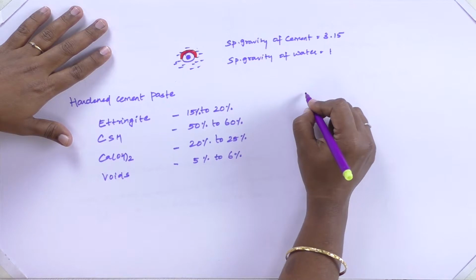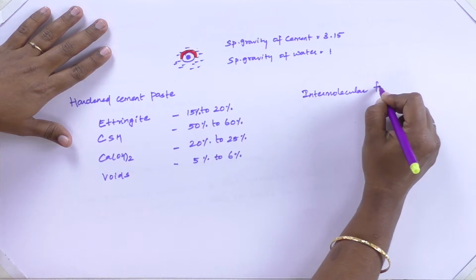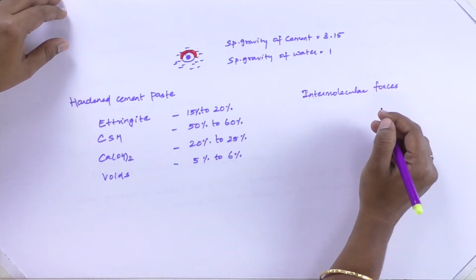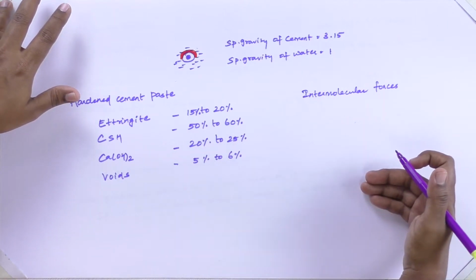Now, how is the bonding action in CSH responsible for the binding of elements? We are going to see that. How does this bonding action occur in CSH? The CSH has a large specific surface area, and that is responsible for the bonding action of CSH. And the main reason for the bonding action is the intermolecular forces, or simply van der Waals forces, which are responsible for bonding of this CSH gel.